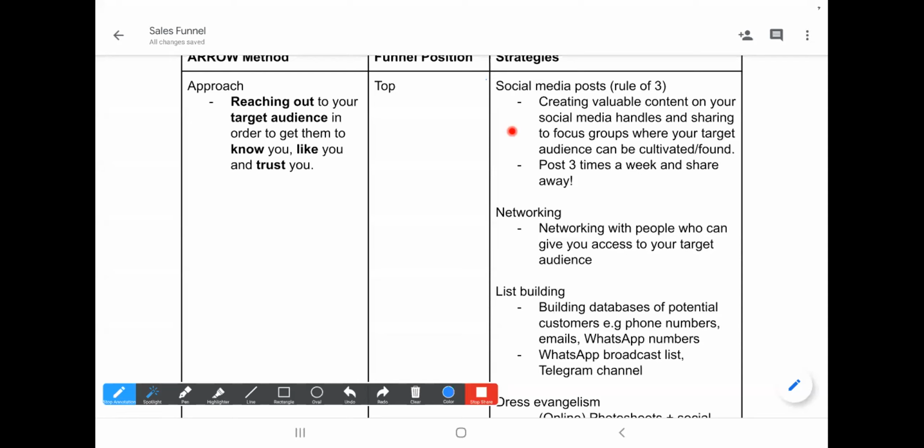So when I mentioned 3 posts, 1 of them is for selling, 2 of them are for valuable content that talks about the pain points of the target audience. Yeah, their pain points, and sometimes it's not all about pain points, because remember, we are also building relationships. So you can alternate between talking about pain points and talking about general lifestyle, comedy, entertainment, and what have you.